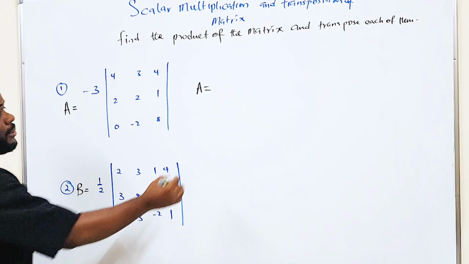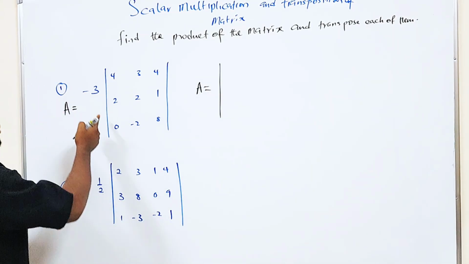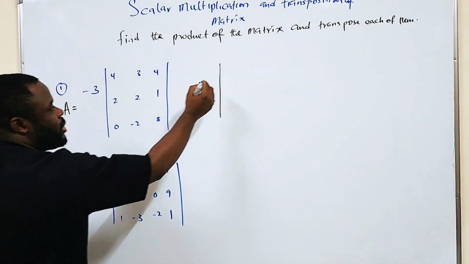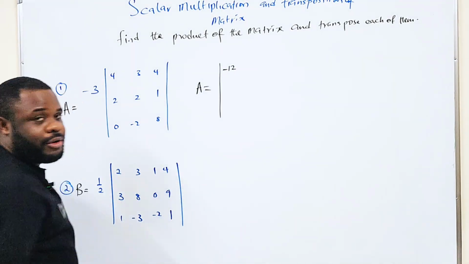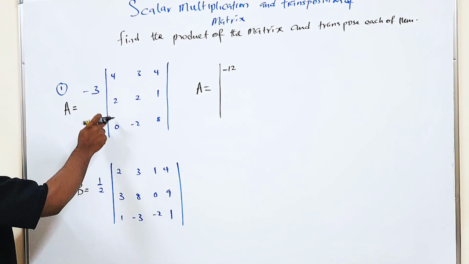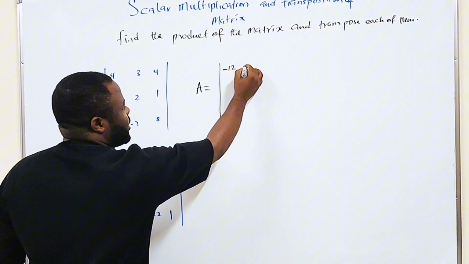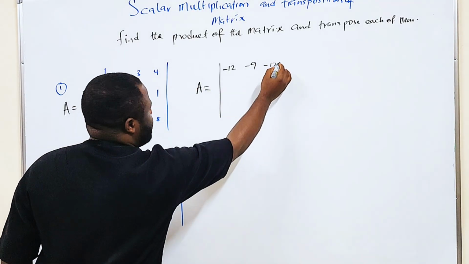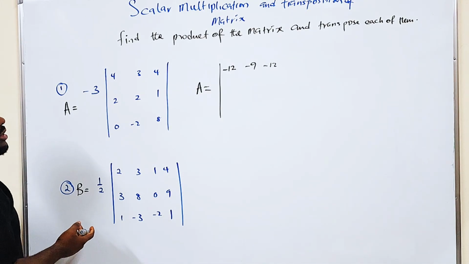So we are going to say -3 by 4, that is -3 multiplied by 4, which gives us -12. You just multiply all the elements inside the matrix. So -3 by 3 will give us -9, and -3 by 4 will also give us -12. That is the first row.